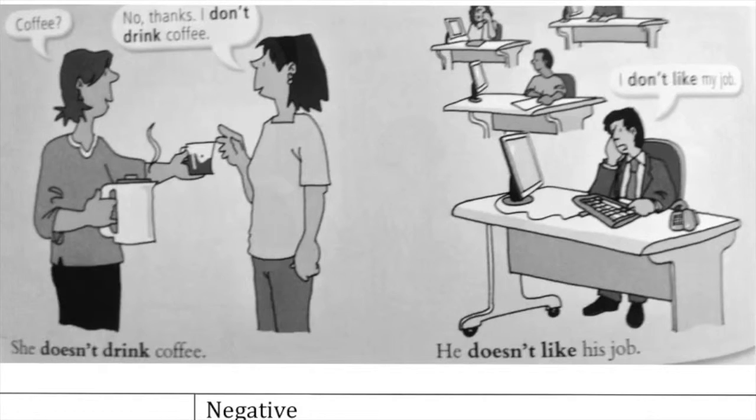Come on, let's go. Here we have the simple present negative. I have a picture up here. As you can see, the lady here says coffee. She says, no thanks, I don't drink coffee. And over here, you can see this person says, I don't like my job. Here, you have a narrator saying he doesn't like his job. So, we have don't, doesn't, and don't.